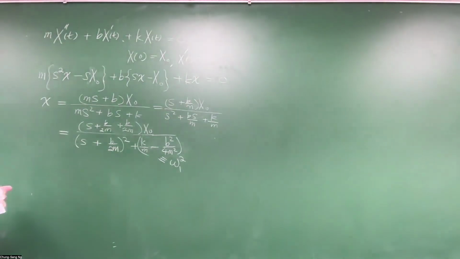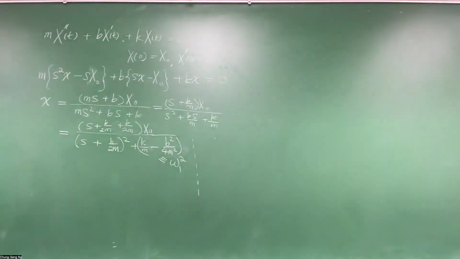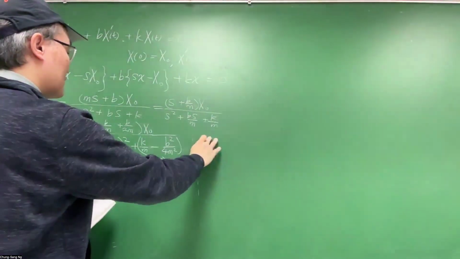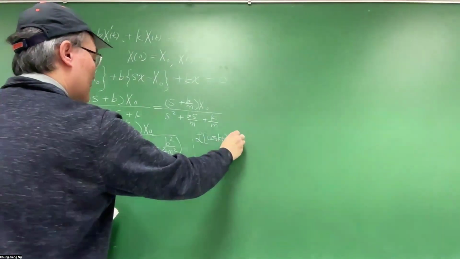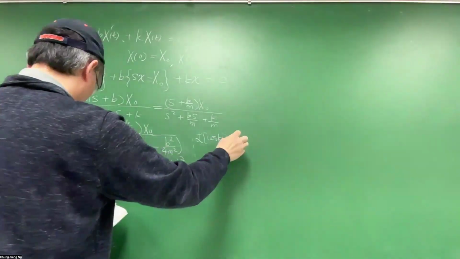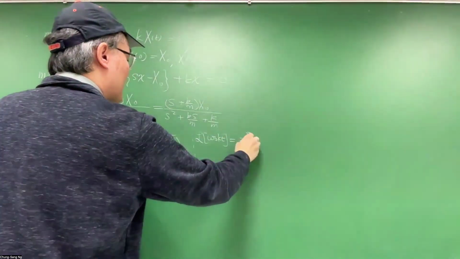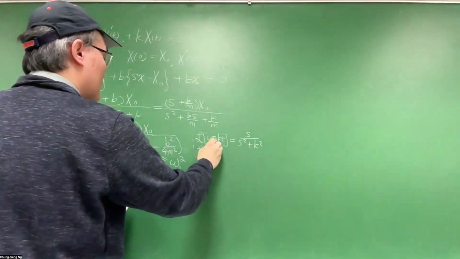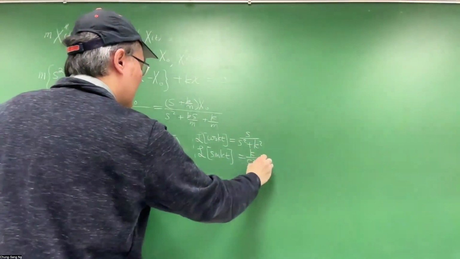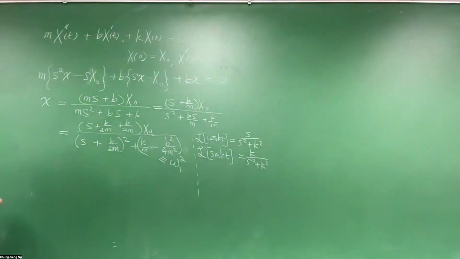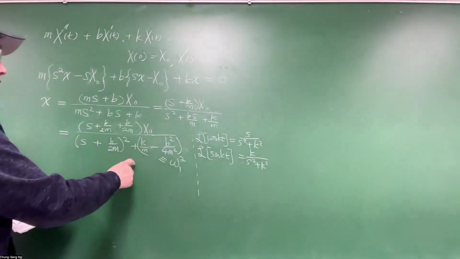So that's, to be explicit, just write it. So the Laplace transform of cosine kt is s divided by s squared plus k squared, plus the transform of sine kt, k divided by s squared plus k squared. Okay, just write it down so that you can do a comparison, right?